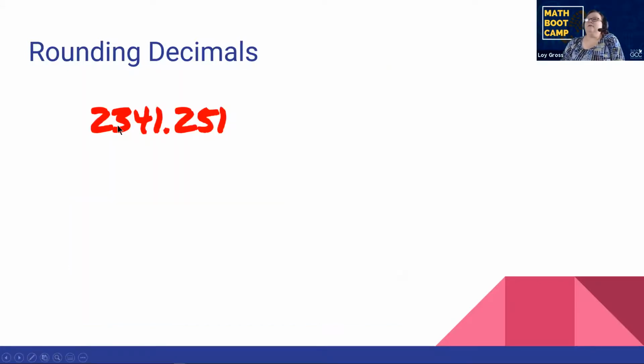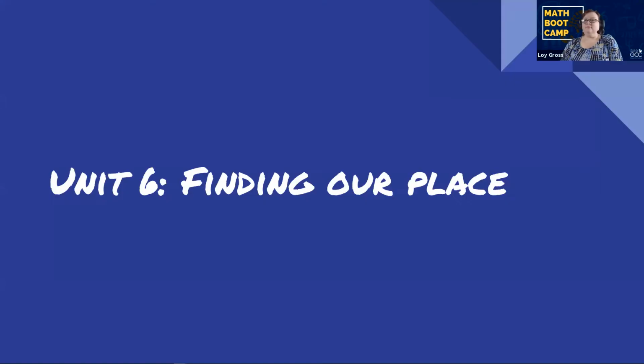And here's an example, 2341.251. If I were to round this to one decimal place, what number am I looking at? Well, I'm going to round it to one decimal place, so I am looking at this 5. And I would be rounding this guy to 2341.3. If I am trying to round it to 2 decimal places, well, here's the second decimal place, but the important number is the next door one. I'm going to look at this 1. I'm going to leave this 5 alone. 2341.25. And that's rounding with decimals.